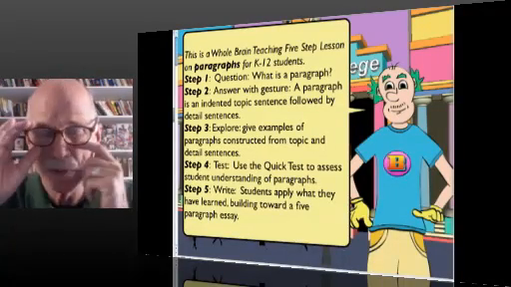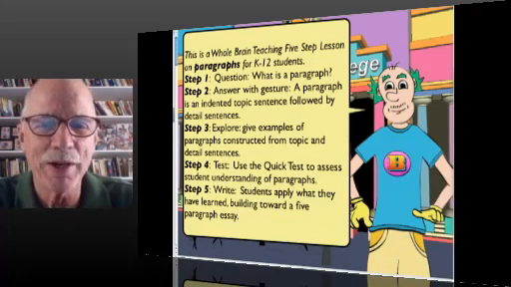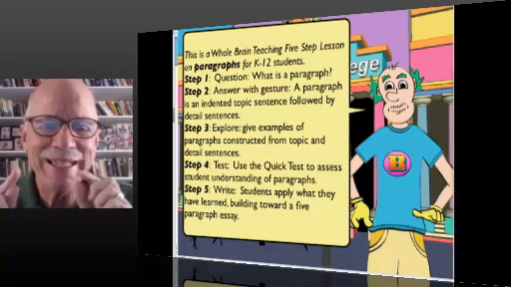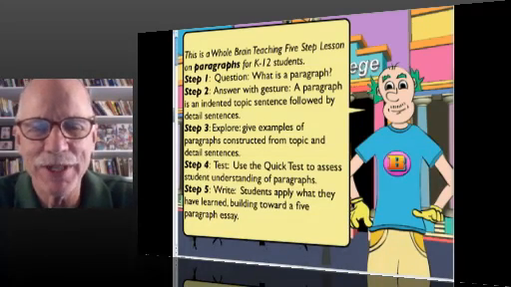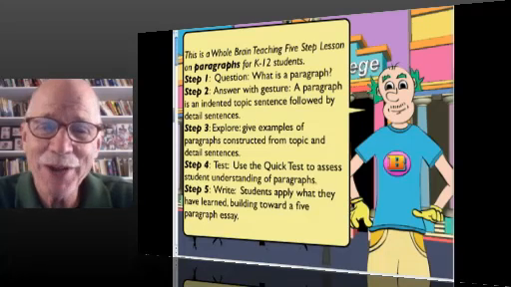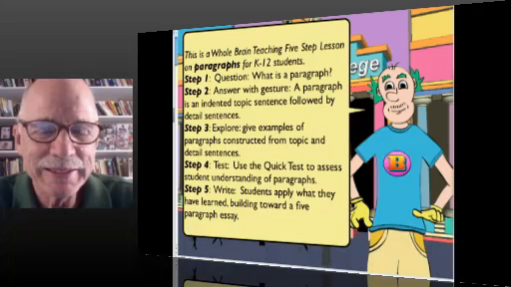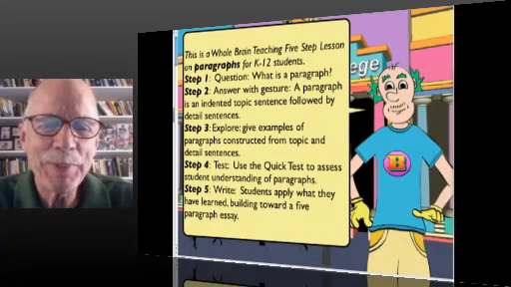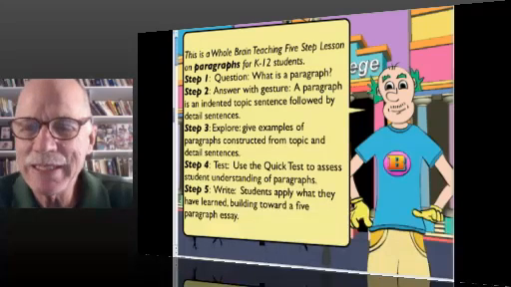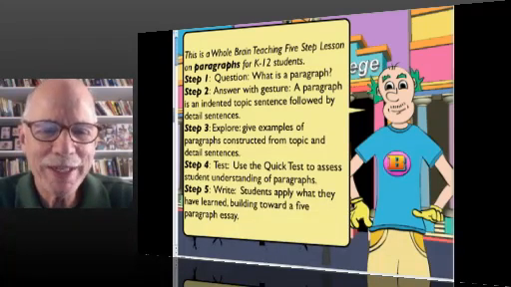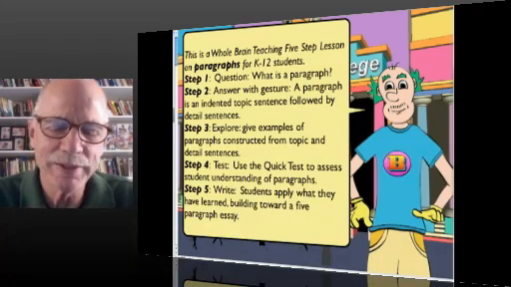Now here's the lesson. 5 steps. It's our 5-step lesson plan. We start with a question, what is a paragraph? A paragraph is an indented topic sentence followed by detail sentences. That's our definition. We used to leave out the word indented until we realized a lot of kids don't indent. Our 3rd step is we're going to give examples of paragraphs, including topic and detail sentences. We're going to use a quick test, and then kids are going to write 5 paragraph essays.